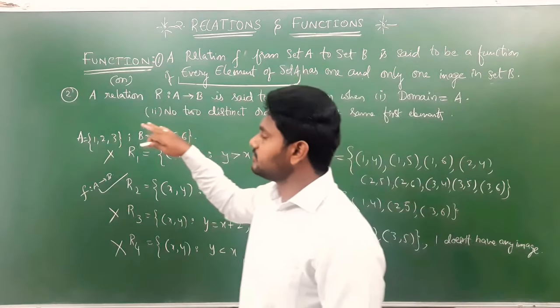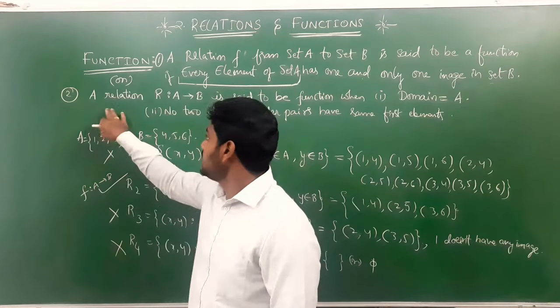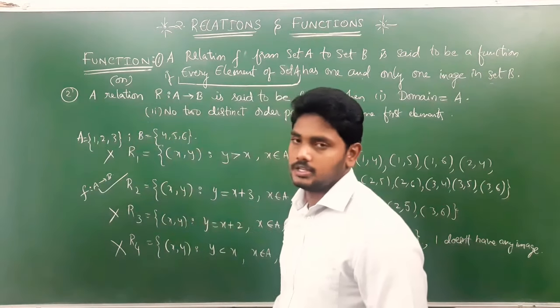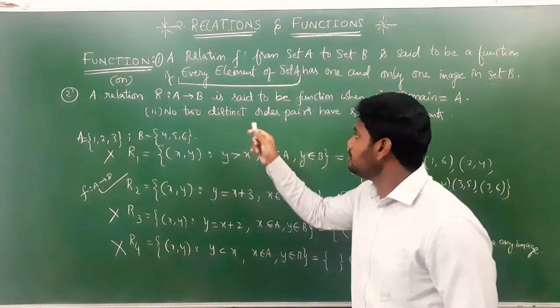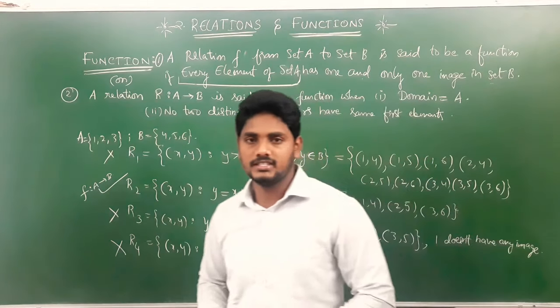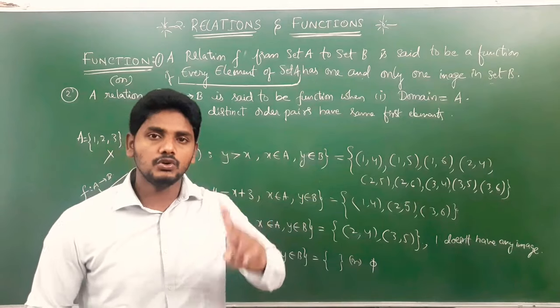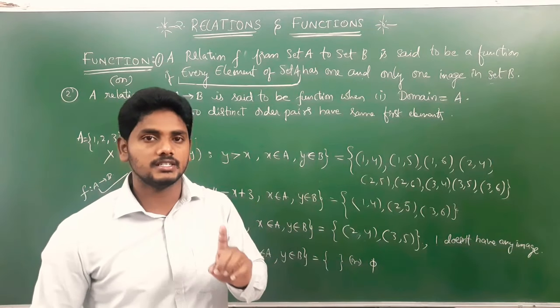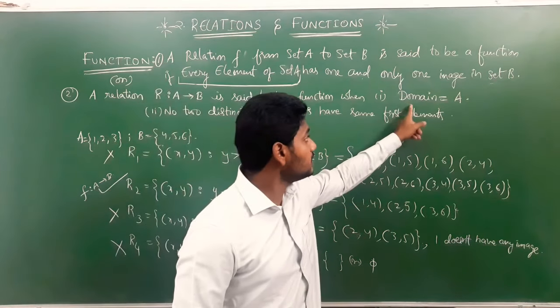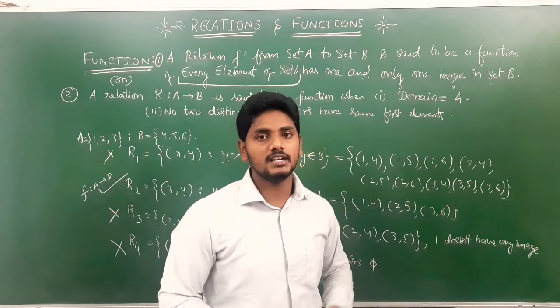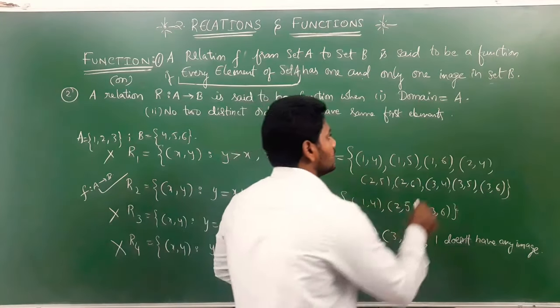Now, in another way, a relation R from A to B is said to be a function if it satisfies two conditions. One condition is that the domain should be equal to A. What is that? Domain should be equal to A.